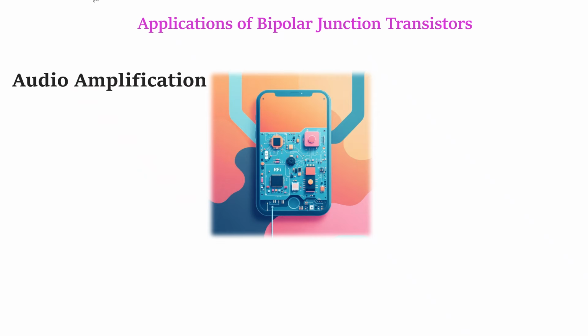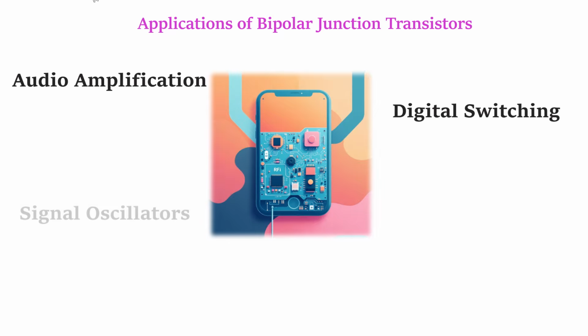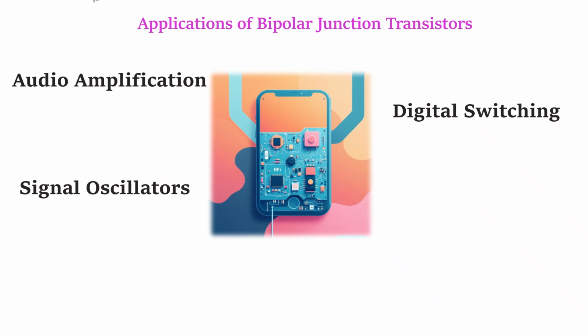BJTs amplify weak audio signals in stereo systems, hearing aids, and public address systems with excellent linearity and low distortion. It is used in logic gates, flip-flops, and digital circuits, where fast switching between on-off states is required for binary operations. Transistors generate periodic waveforms in radio transmitters, function generators, and timing circuits through positive feedback configurations.